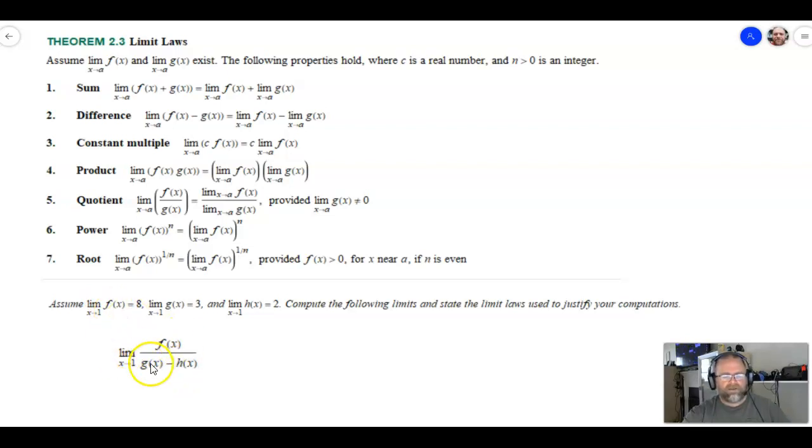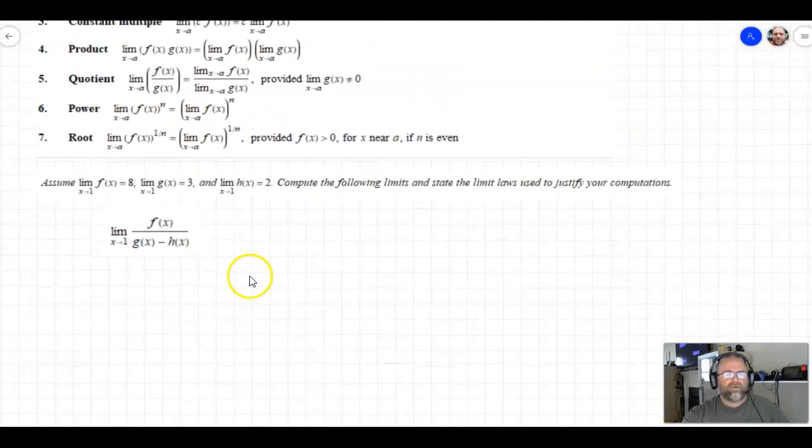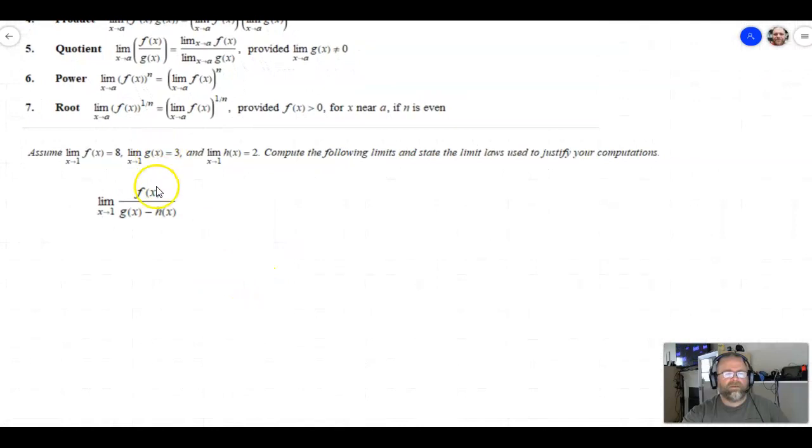So we have to use some of these laws in order to break this up, so we can go ahead and use these here. So the first one I want to use is, this is a quotient here. So what I can do is I can say, due to the quotient law here, the limit of this function over this function, and I'm going to treat f of x as one function and g of x minus h of x as another function. And then I'm going to write that as the limit as x approaches a of the top function over the limit as x approaches a of the bottom function.